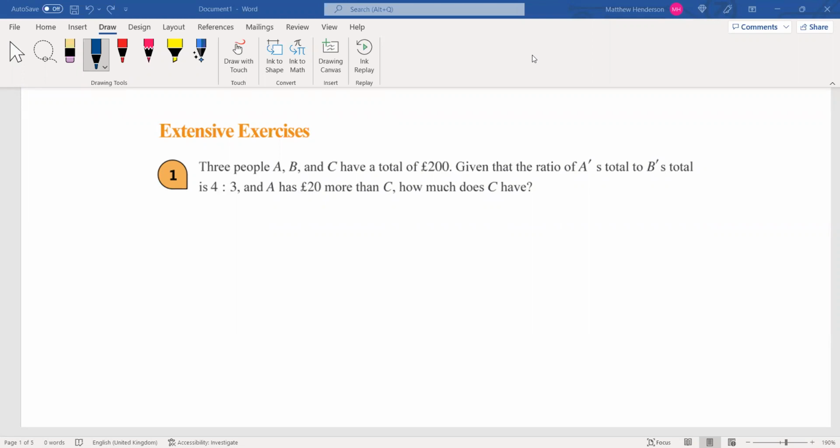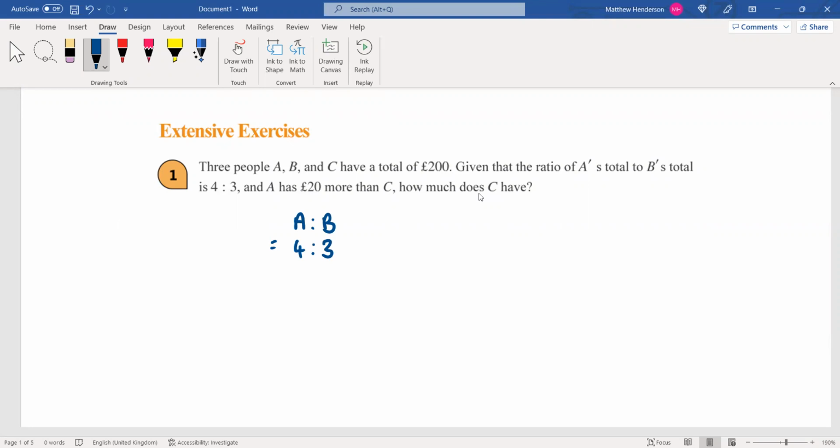Given that the ratio of A's total to B's total is 4 to 3, so we've got the ratio of A to B, which is equal to 4 to 3. For every single 4 parts of A, we have 3 parts of B. And A has £20 more than C.